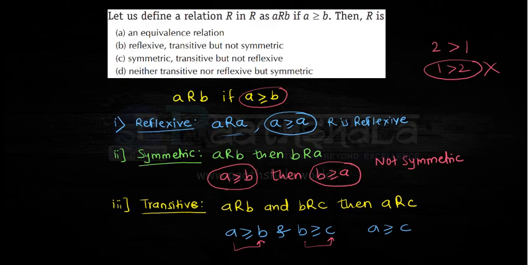Let's say A is 3 and B is 2. So 3 is greater than 2, and 2 is greater than 1, where C is 1. It means that 3 is greater than 1, so A is greater than or equal to C. Hence, it is true, and the given relation is a transitive relation.